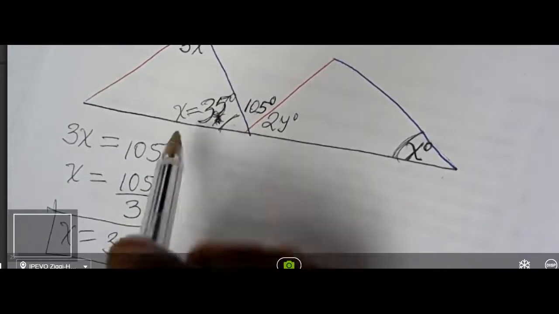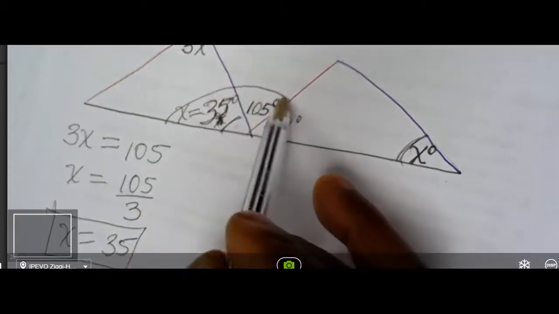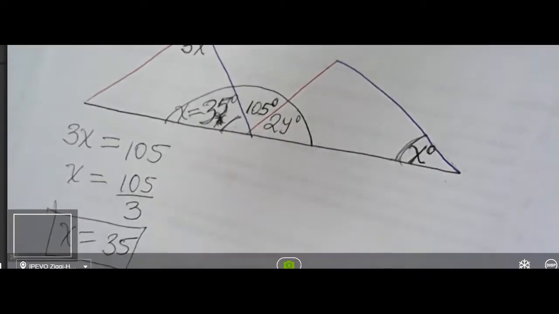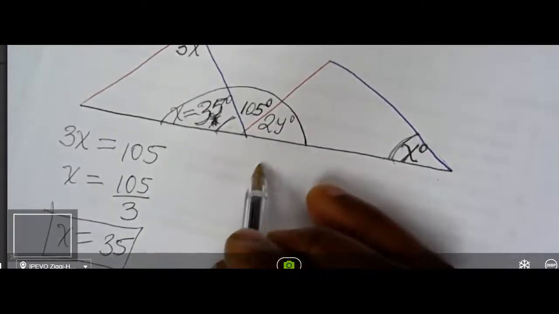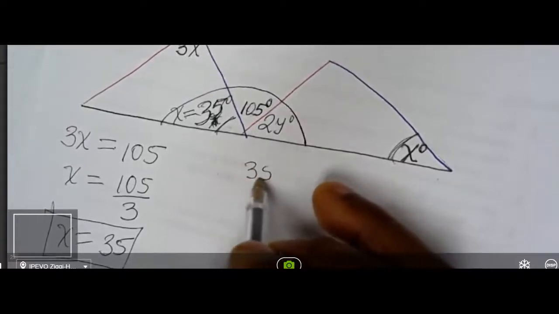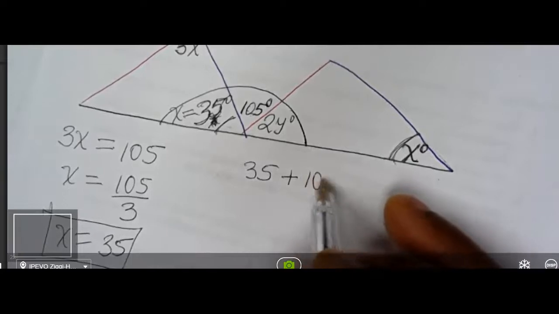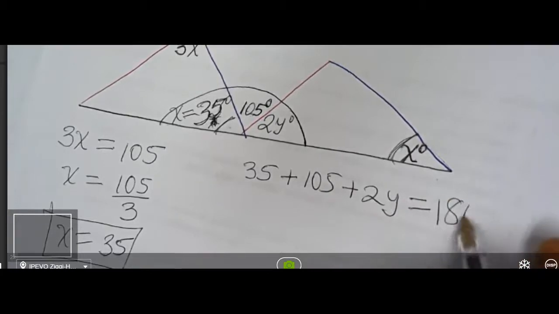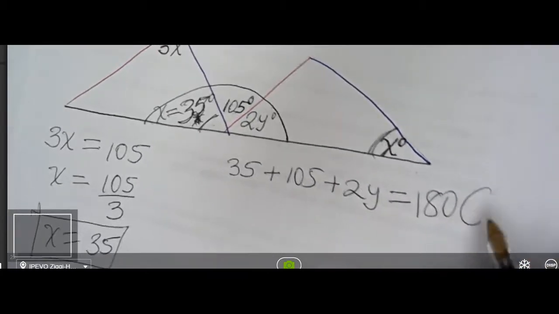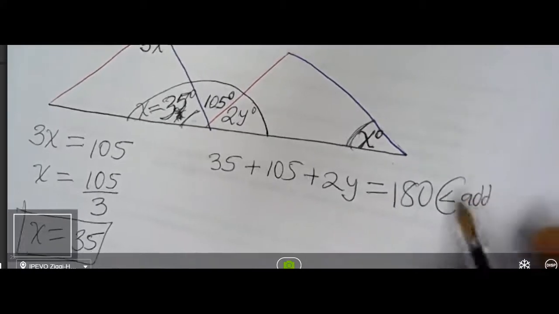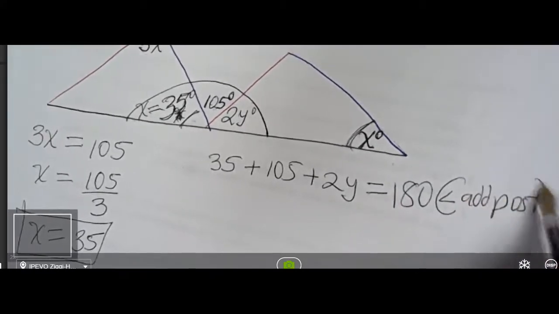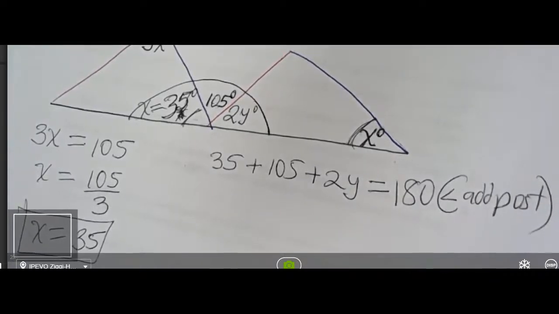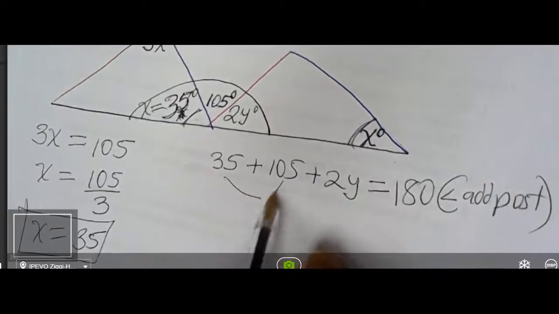Okay, so with that, we can find these three angles. They are supplementary. They add up to be 180. So we know angle 35 plus 105 plus 2y is equal to 180. That's the angle addition postulate of angles on a straight line. Again, we already know that angle x is supplementary, corresponding to that. That's how we found that.